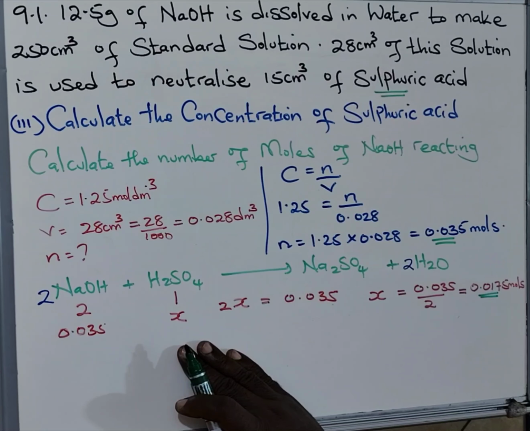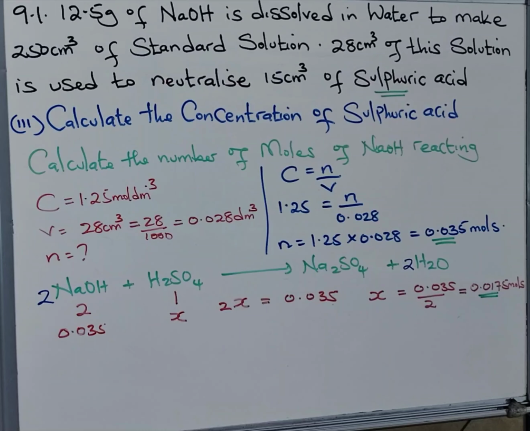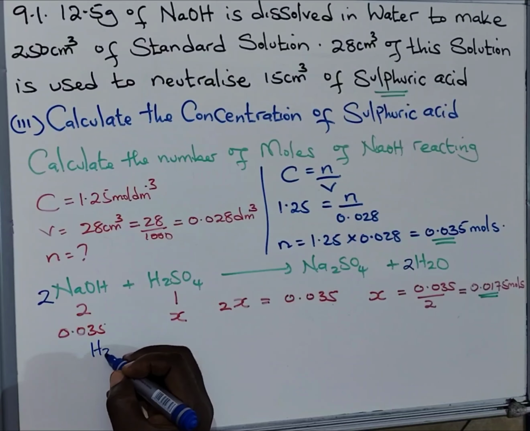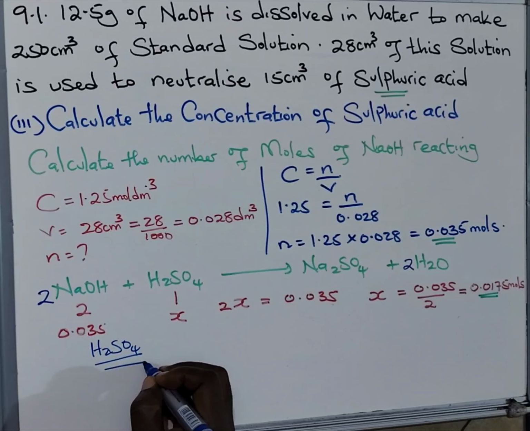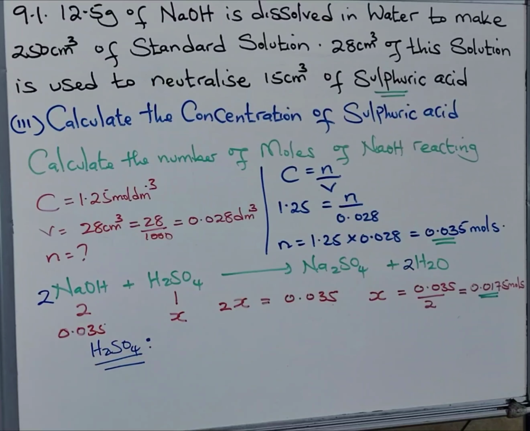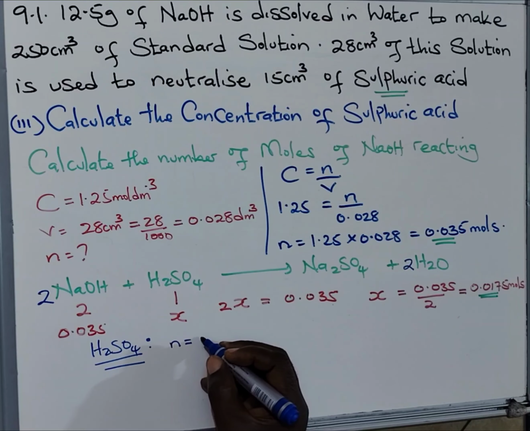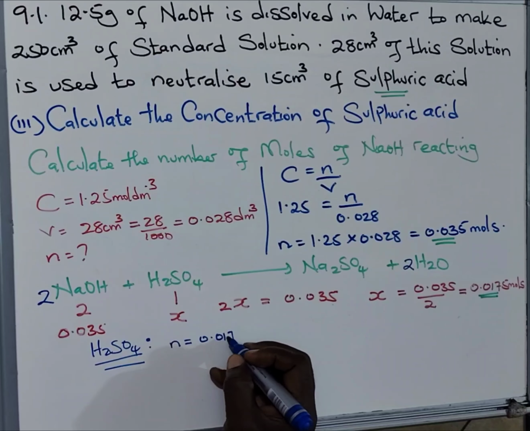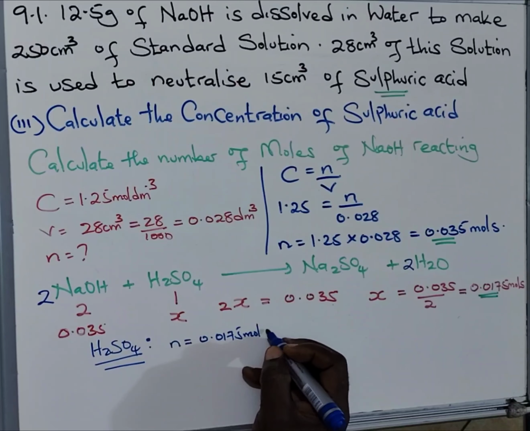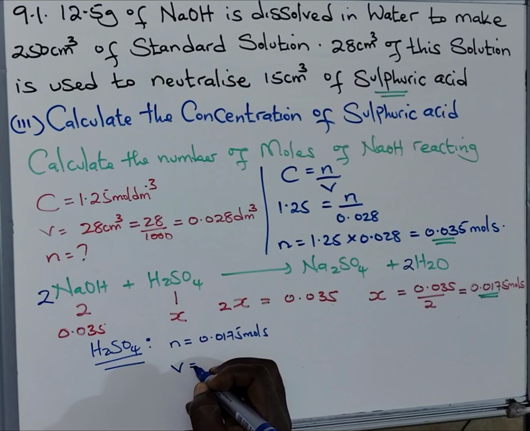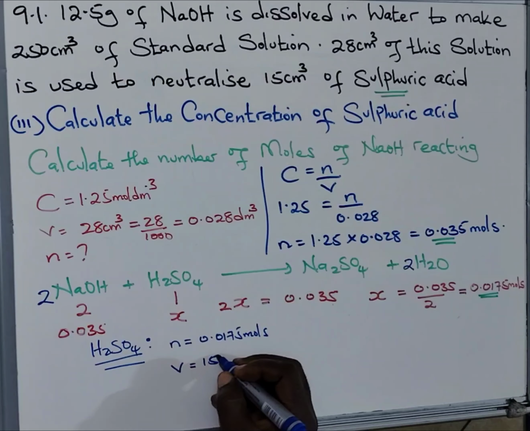But the question wants concentration. So under this circumstance, what do you do? You list everything you know about sulfuric acid. We know the number of moles which reacted. We know n, and the n is 0.0175 moles. What about the volume which reacted? The volume is 15 cubic centimeter.